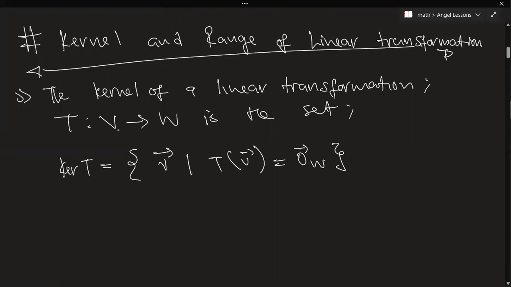So if you can find all elements in big V, which are such that every time you provide them as arguments to a given transformation T, you get the 0 vector of W, then we refer to all such a collection as the kernel of the linear transformation. So that's what the kernel is. All elements which are mapped to the 0 element of the other vector space are what we refer to as the kernel of the linear transformation. So that's it. Then what about the range?